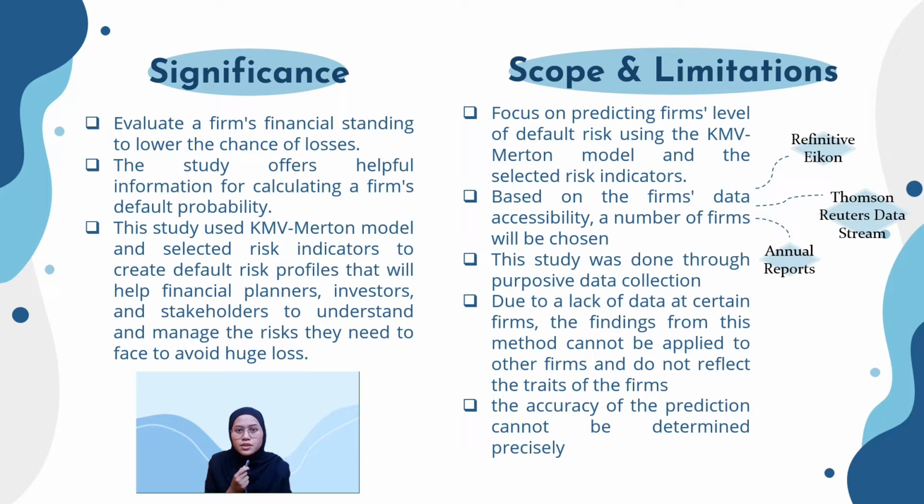Scope and limitations of this project. This study will focus on predicting firms' level of default risk using the KMV-Merton model and the selected risk indicators. Several firms will be chosen based on the firm's data availability, which was gathered via Thomson Reuters Datastream, Refinitiv Eikon, and the annual reports of the companies. This study was done through purposive data collection, which was limited to Malaysia due to the course requirements' low cost and emphasis on non-financial firms. However, the accuracy of the prediction cannot be determined precisely and therefore acts as the limitation of this study.